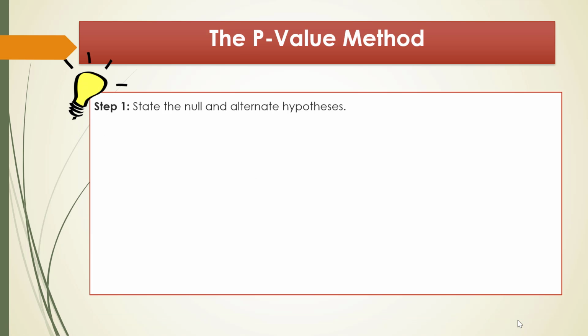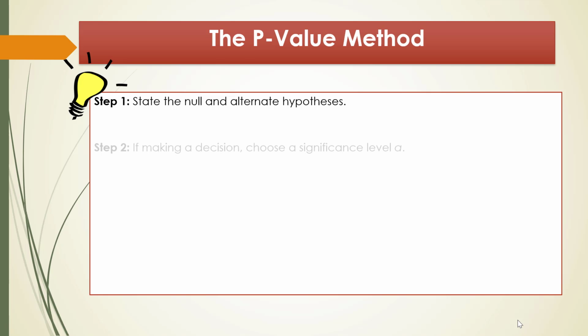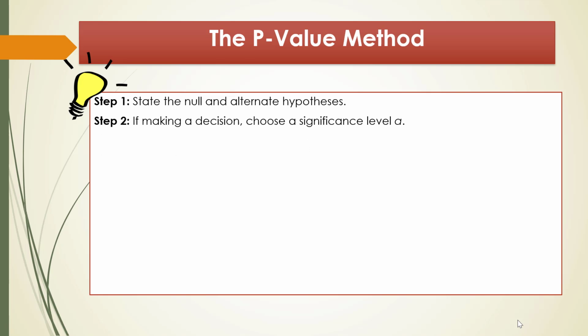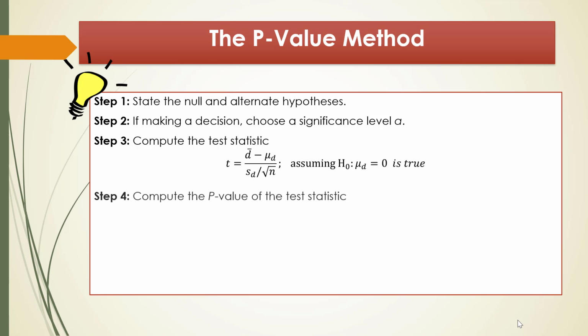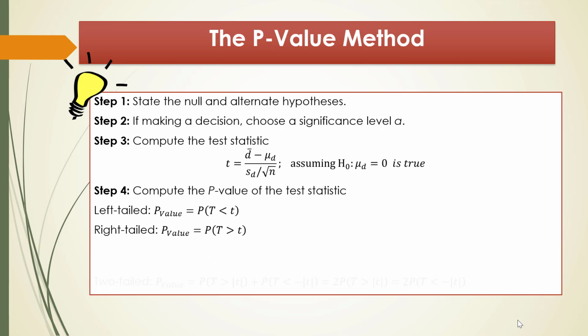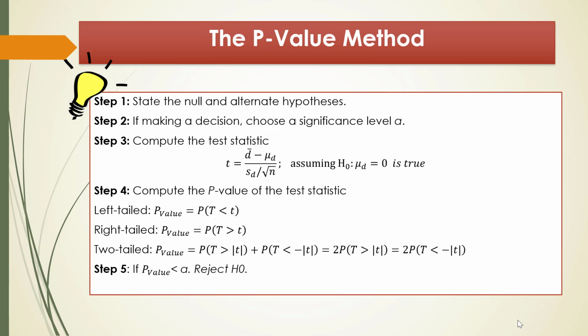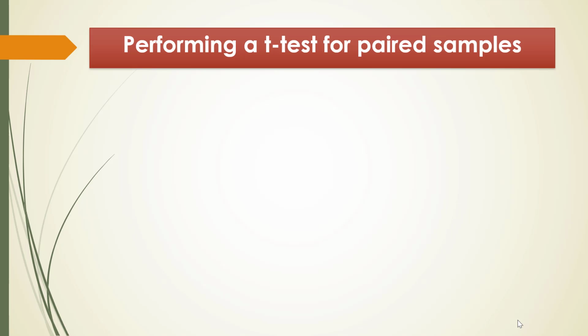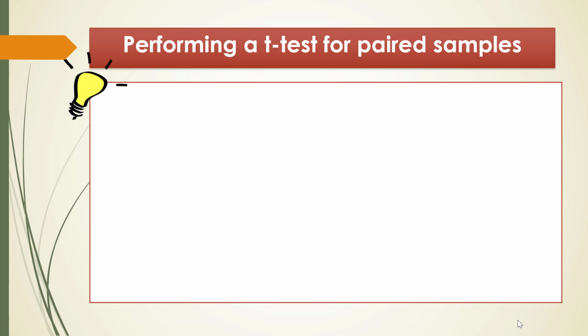And to perform the p-value method, the first step is to state the null and the alternate hypothesis. Step 2, choose a significance level alpha. Step 3, compute a test statistic. Step 4, compute the p-value, and then we reject H0 if the p-value is less than alpha.